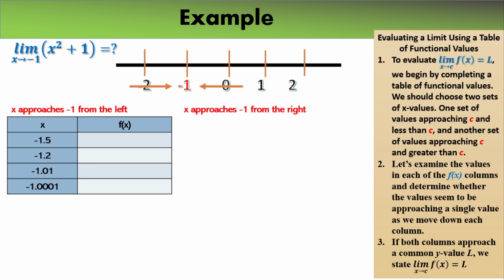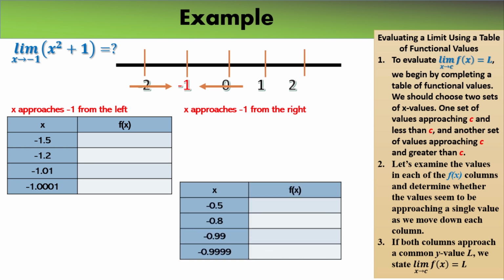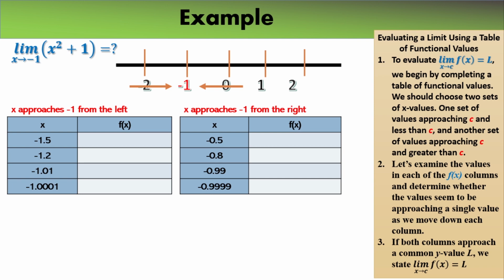So for the right side, as x approaches negative 1 from the right, ito naman yung values ng x na napili natin. So from negative 0.5 to negative 0.9999. So, kumpletuhin natin yung table. Substitute the values of x into our f of x, which is x squared plus 1.